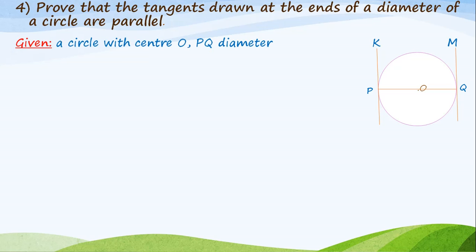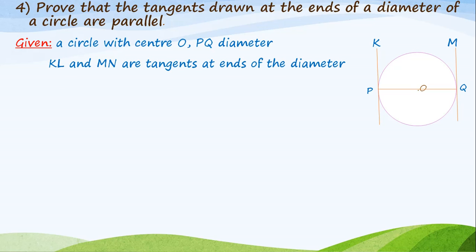First, the data given: O is the center of the circle, PQ is a diameter, and KL and MN are the tangents drawn at the ends of the diameter. This is the data. Next, we have to prove that KL is parallel to MN. These two lines are parallel to each other.